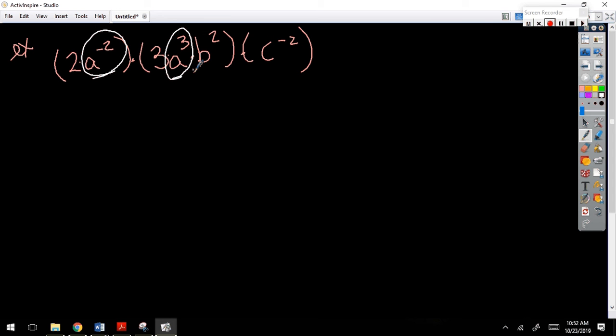Wait, if it's 2 and 3, do you add? Multiplying. You're still multiplying. 2 times 3 is... And if you left it as 2 times 3, technically while we're doing exponents, that's okay too. They're so little though, I might go ahead and do that. What do the A's become? Just A, right? Because negative 2 plus 3 is 1.